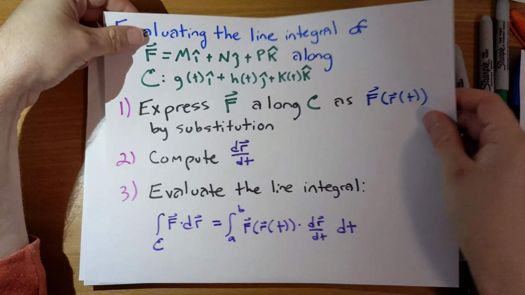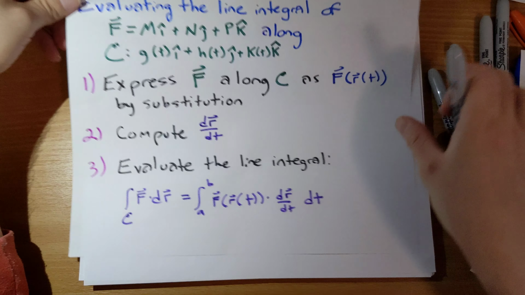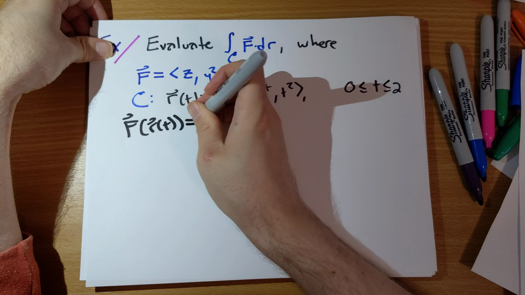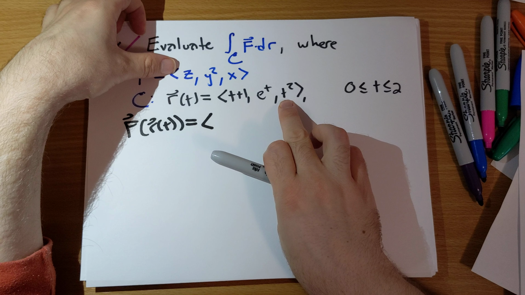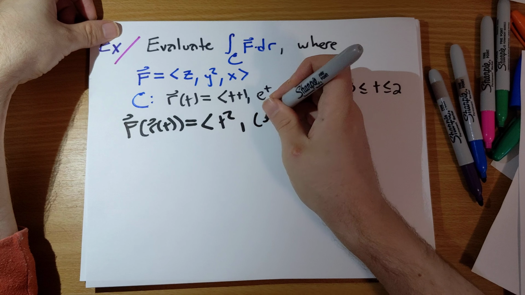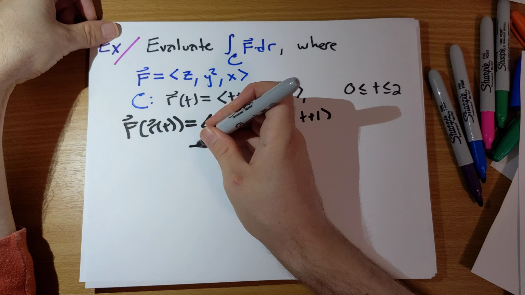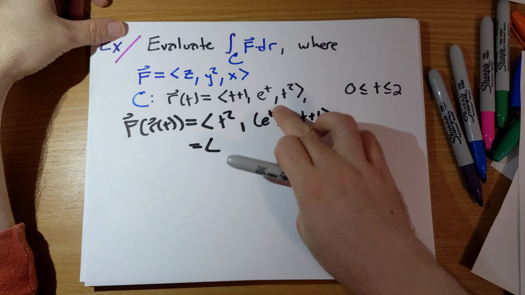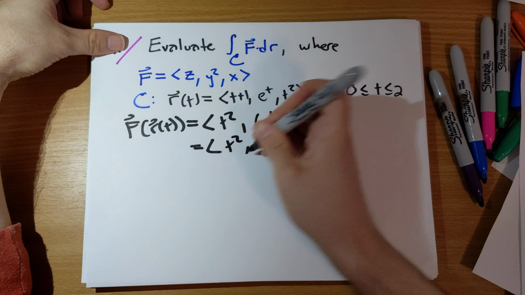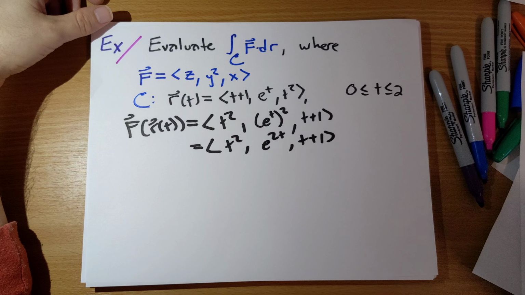So step one is that we have to write out f of r of t. We need to substitute in. So f of r of t. Okay, z is t squared, and y is e to the t, and x is t plus 1. So this is f of r of t. E to the t quantity squared is e to the 2t. Okay, so step one is done.